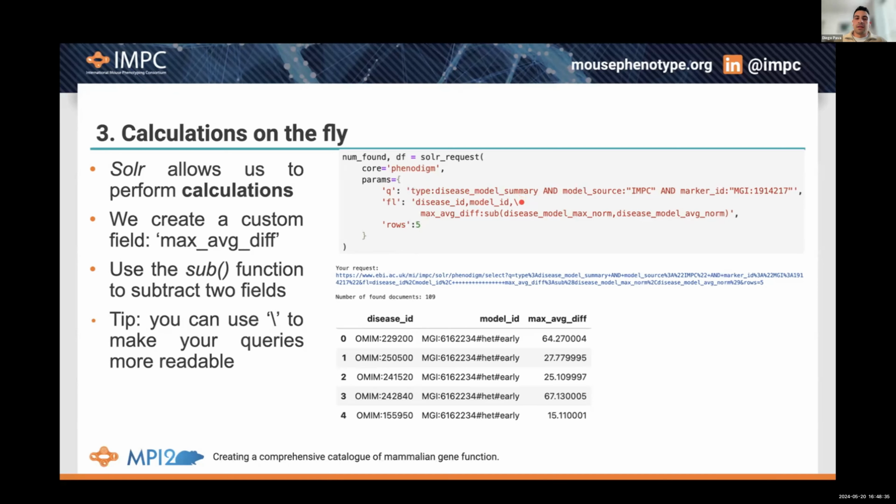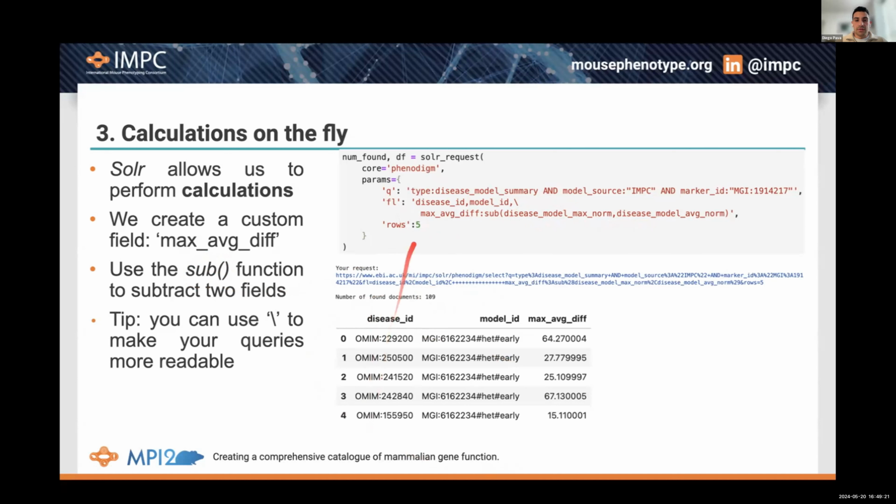Because these queries start to get a bit lengthy, I often use these backslashes within the queries. This allows me to create a new line, and it's visibly easier for me to create my queries. So if they start to get a bit cluttered, this is one useful tip that you can include in your queries. To build my calculation, I first write a field name. In this case, it is max average difference, which I establish here. And then I use a colon, and then I pass the formula that I want to use. So Solr allows me to do the subtraction between two fields using the sub function. Whatever I pass in the parentheses of that sub function will be subtracted from one another. So once I pass this into the fields parameter, this is the result I get.